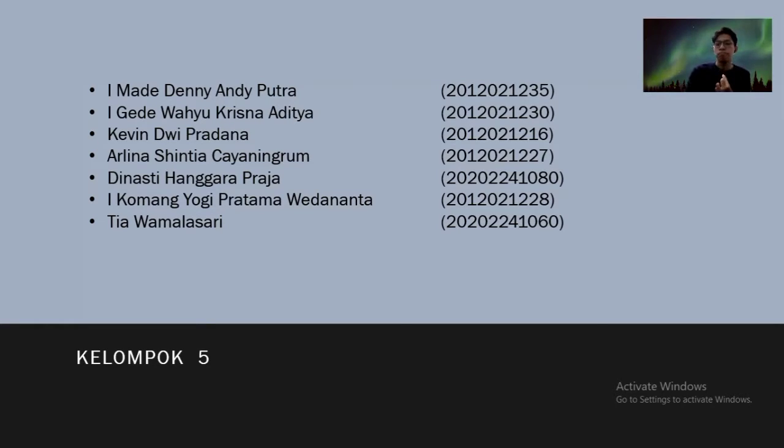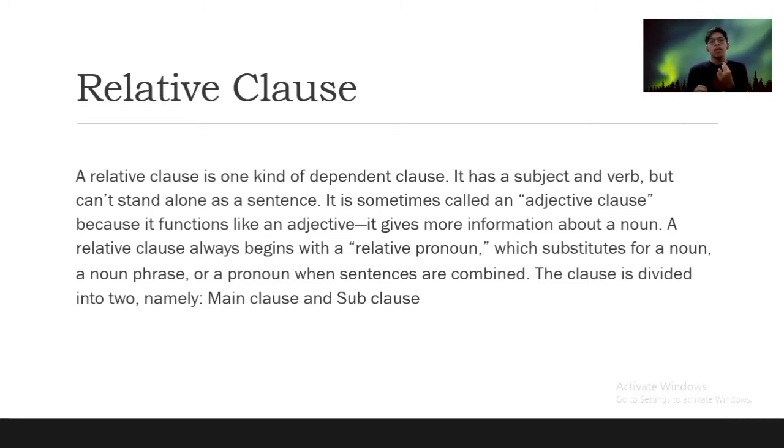Okay. Let's start with relative clauses. A relative clause is one kind of dependent clause. It has a subject and verb, but cannot stand alone as a sentence. It is sometimes called an adjective clause because it functions like an adjective. It gives more information regarding a noun.